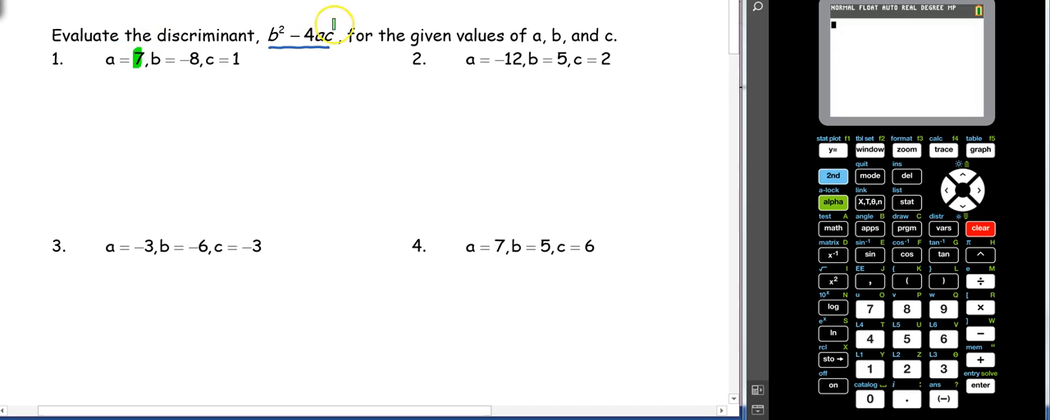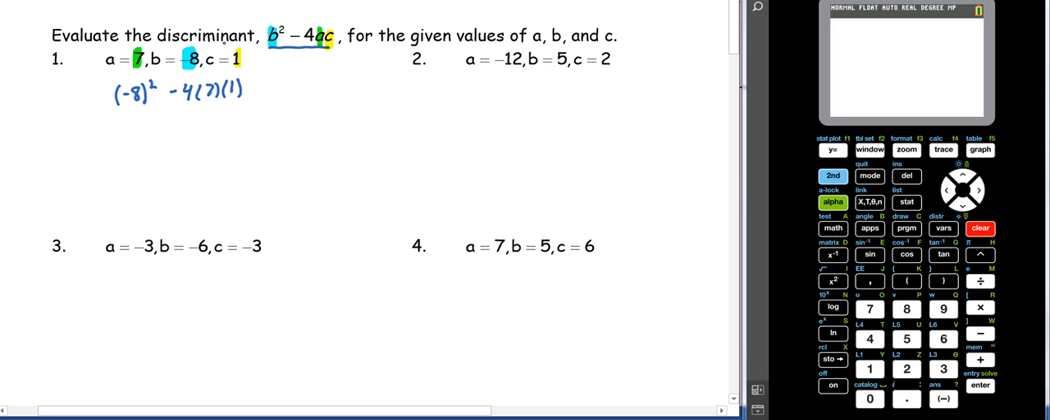So for a, we're going to put in 7. For b, we're going to put in -8. And for c, we're going to put in 1. So when I rewrite this equation with substituting my values, I should have (-8) squared minus 4(7)(1). Then all you're going to do is use order of operations to solve, or use a calculator. So I'm going to show you both ways.